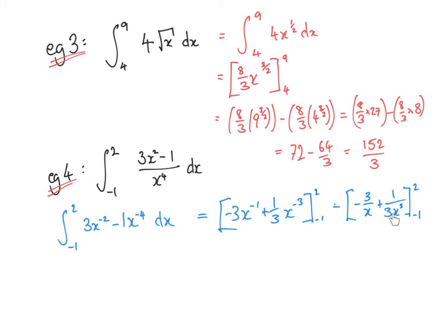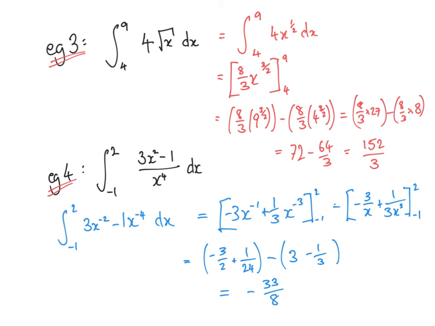I'm going to plug 2 in for x here. And then we're going to take away whenever we put minus 1 in for x. So when we put 2 in for x, we get minus 3 over 2 plus 1 over, well, 2 cubed is 8 times 3 is 24. And we're taking away from that. When I put minus 1 into this, minus 3 divided by minus 1 is just 3. Minus 1 cubed is minus 1 times 3 is minus 3. So that's minus 1 over 3. And again, when we plug that all into our calculator, we get minus 33 over 8.